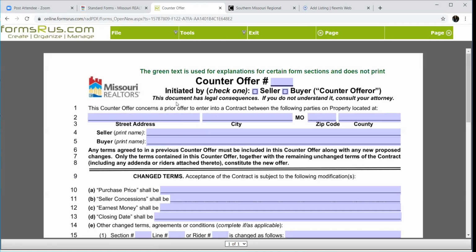These are really nice and self-explanatory. I kind of like it because we've made our offer. Well, now the seller's going to respond, so we'll check seller. This would be counter offer 1, and they're going to respond with whatever their terms are.